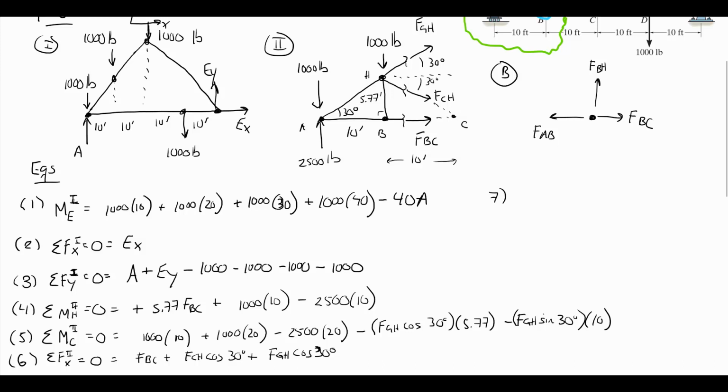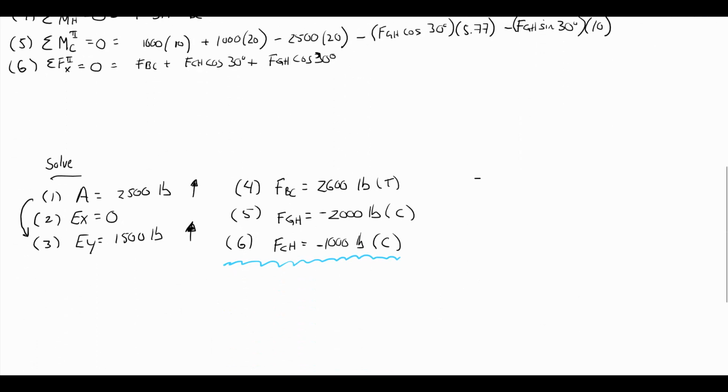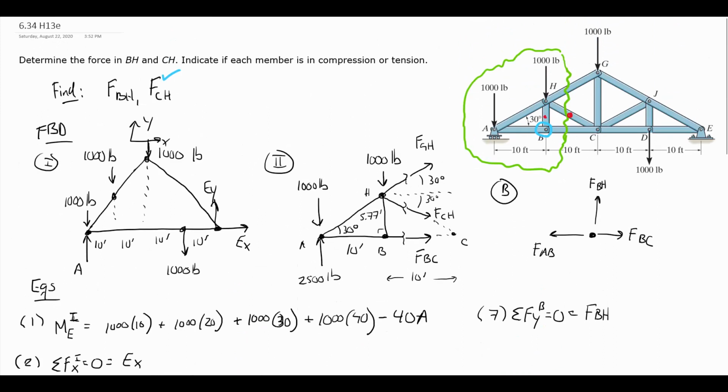So actually, this is pretty simple. I have equation 7. I can just take the sum of forces in the y direction in picture B, and the only thing I'll have is FBH. So actually, really quick, FBH turns out to be 0. So equation 7, FBH equals 0. And that was the other force that I was interested in. All right, so all the unknowns we've now found. It took 3 free body diagrams, and we have them.